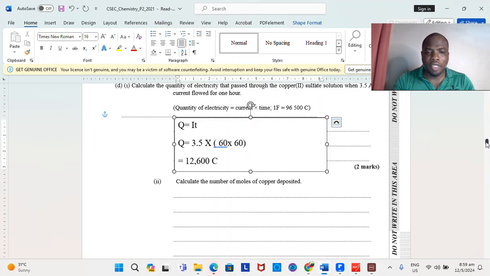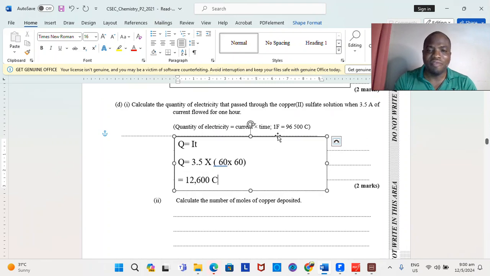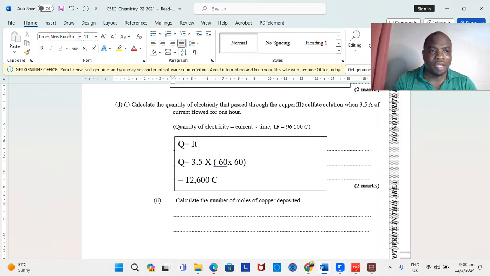It did say calculate the number of moles of copper deposited. So when we think about this, we go back to here. In order for us to get a mole of copper, we would have needed 2 moles of electrons. Now each mole of electrons gives you 96,500 coulombs. So we use that as our conversion factor.